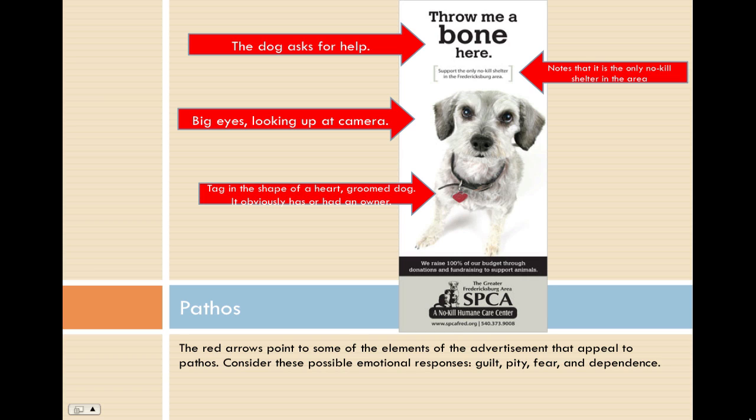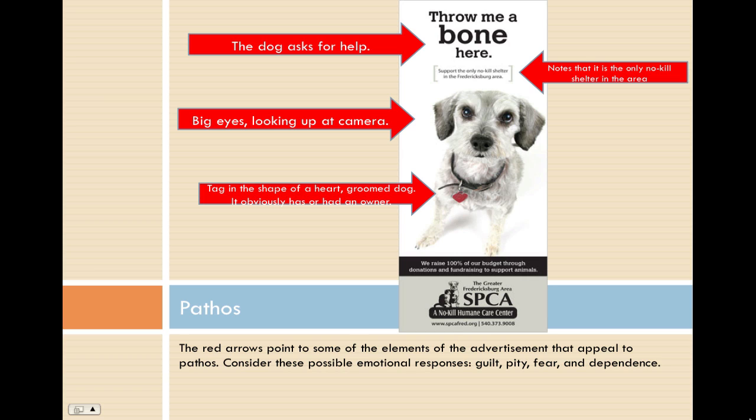Notice the dog's eyes are big, and it's looking up at the camera. I think that's deliberate. The big eyes make it look sort of innocent. And again, that all contributes to the emotional response. Notice as well that this dog doesn't look like a stray dog. He has a tag in the shape of a heart, and he's groomed. It's obviously had an owner at some point.